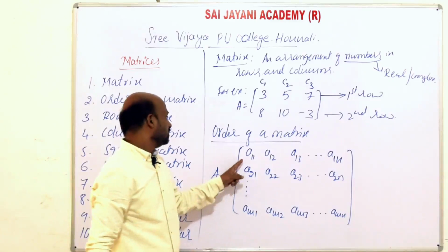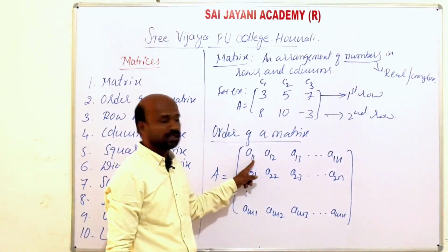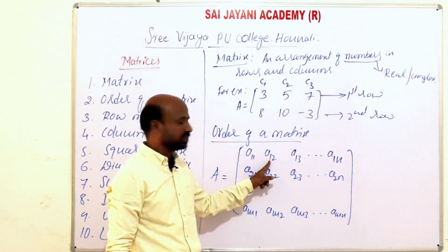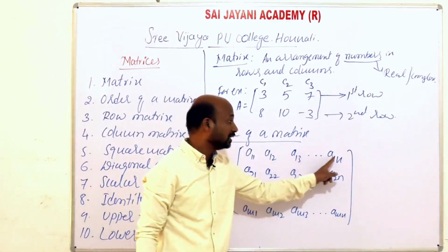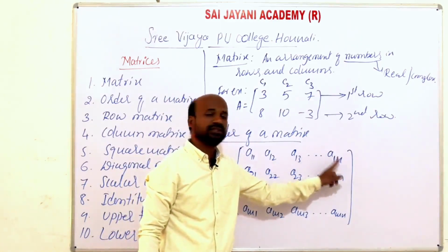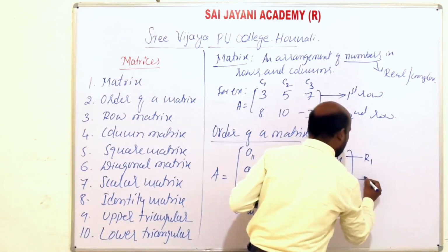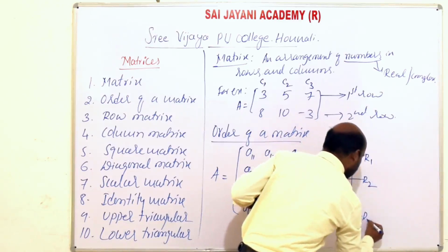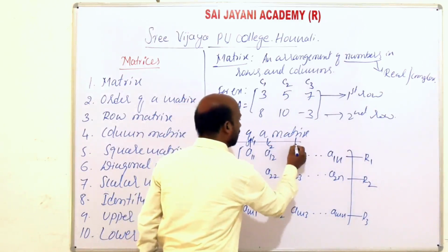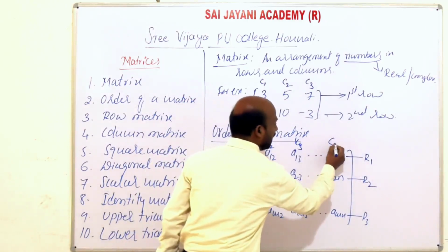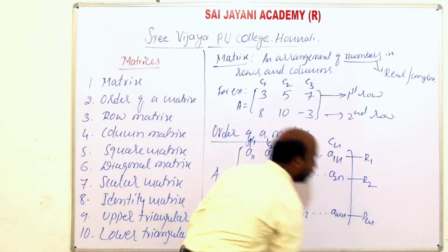See here, it indicates first row elements. a11 means this is the first row, first element. a12 means first row, second element. a13 means first row, third element. So on, and this is the first row, nth element. So this represents R1, row 1, and this is row 2, and this is row 3, and this one is column 1, column 2, column 3, and this is the nth column. So here we have taken the mth row, Rm.